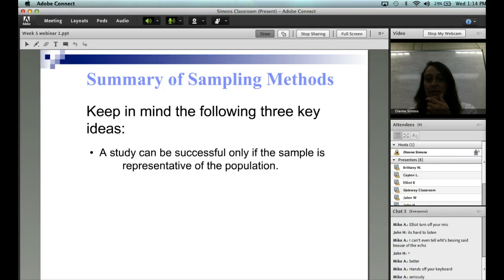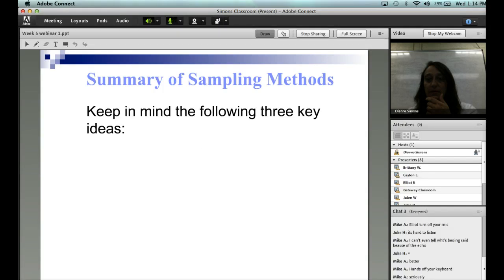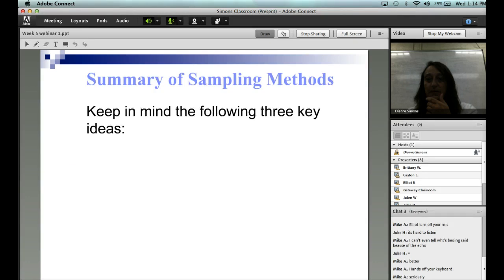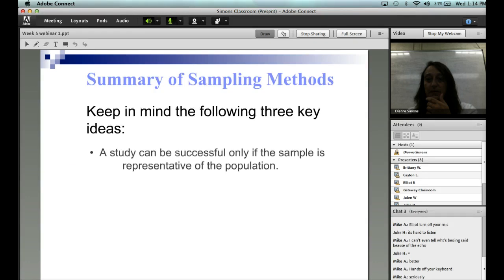All right, summary of sampling methods. Keep in mind that there are three key ideas. The study can be successful only if the sample is representative of the population. So if you're using all males, out of the 500 males that you see, you just pick out 20. That would be a more representative sample.